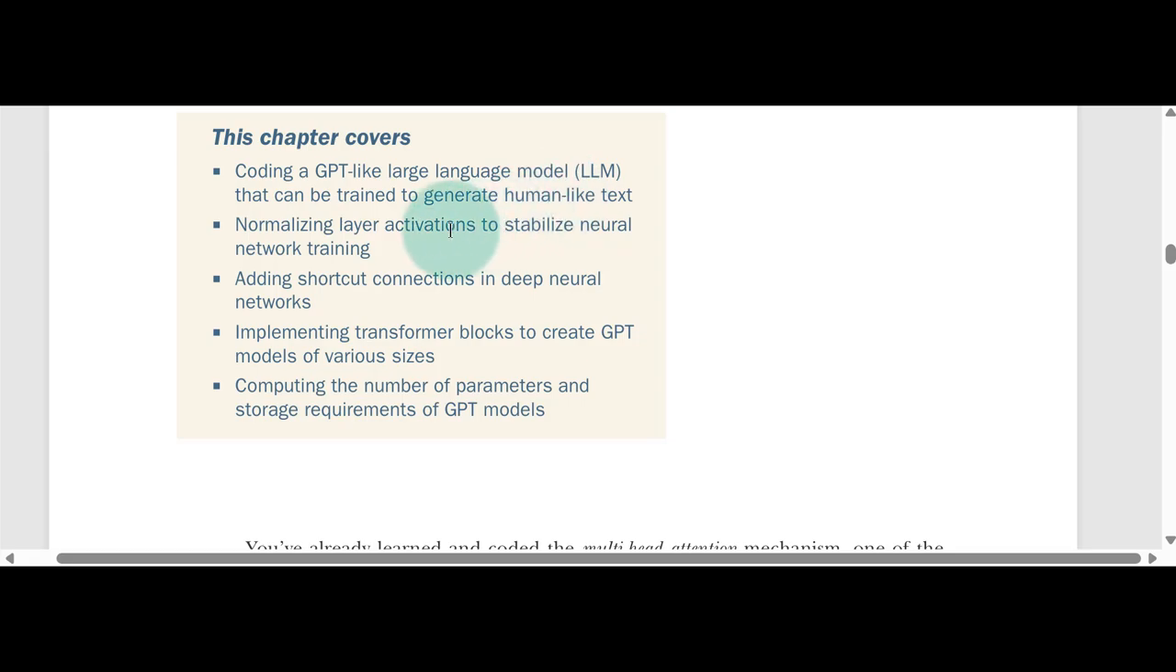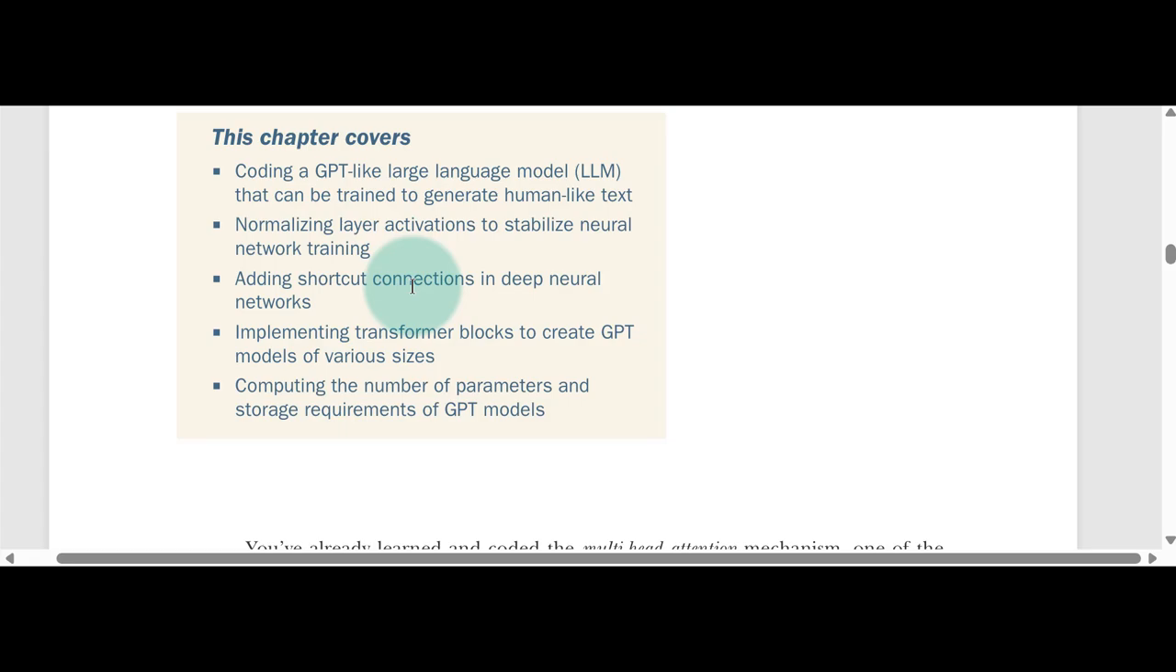normalizing layer activations to stabilize neural network training. So we'll do a few extra tricks here besides just doing the main project. Adding shortcut connections to deep neural networks, so this is important. And implementing transformer blocks to create GPT models of various sizes.